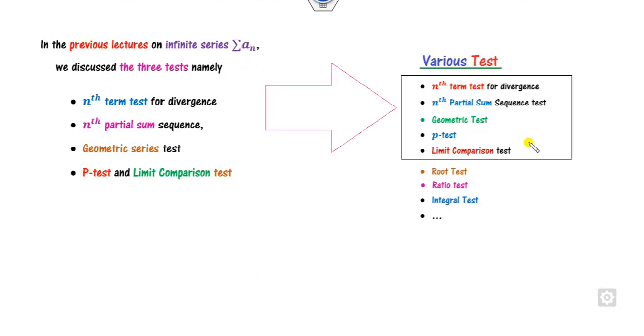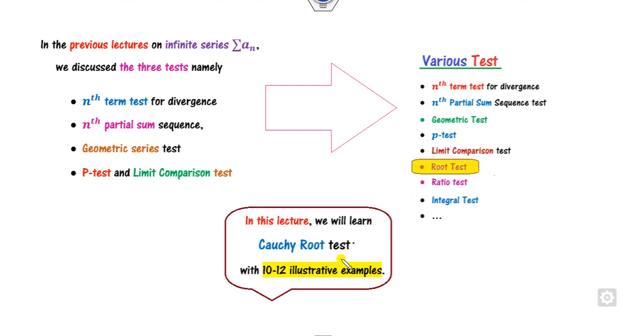In our last lecture we discussed the 5 tests which are available at the previous link. Now in this lecture we will discuss the root test. It is also called the Cauchy root test. We will explain this with the help of 10 to 12 examples so that you can learn a very simple method.